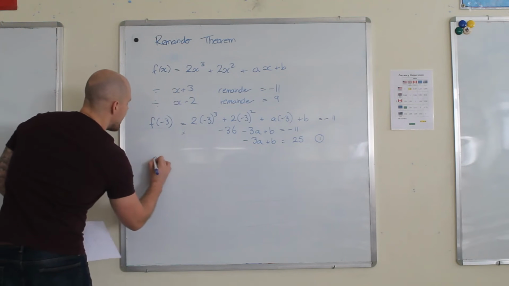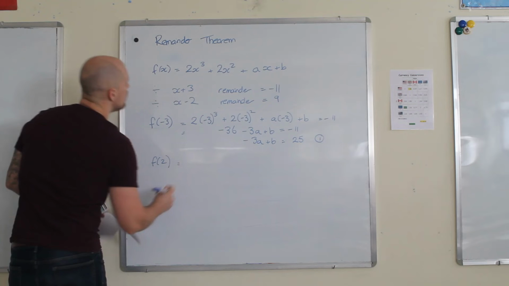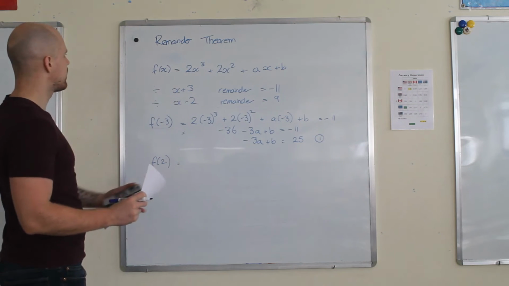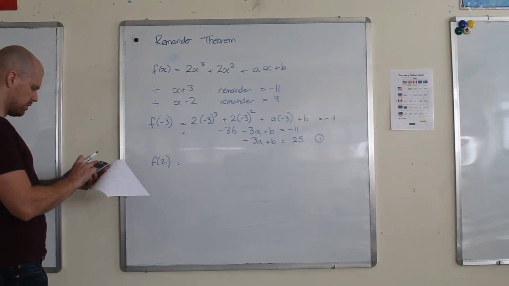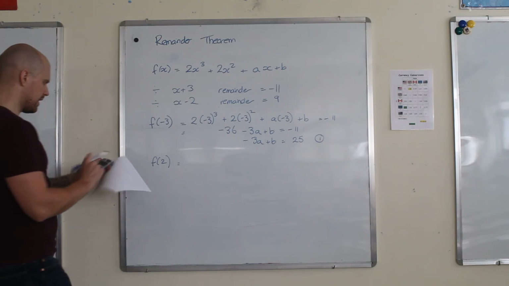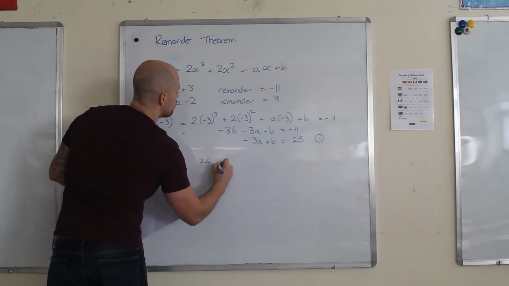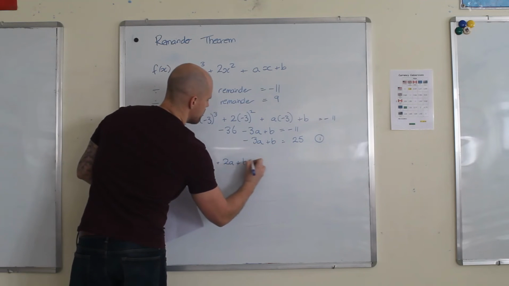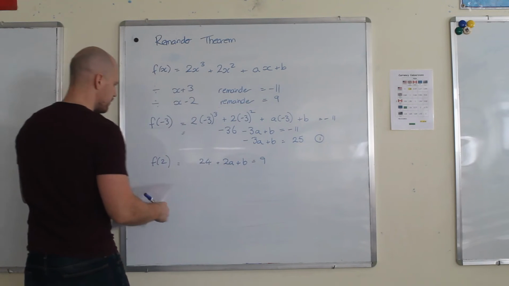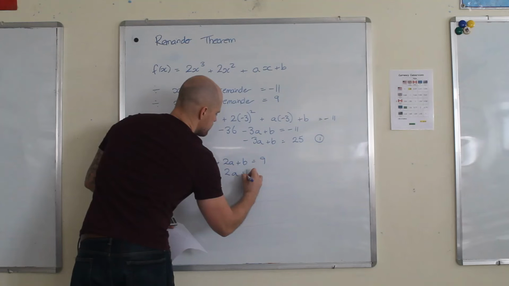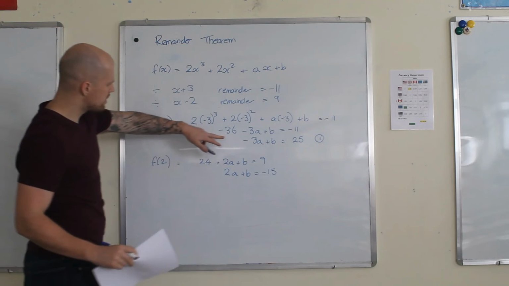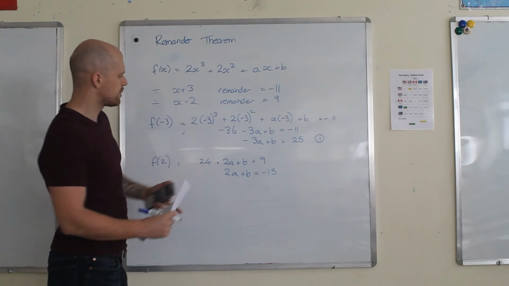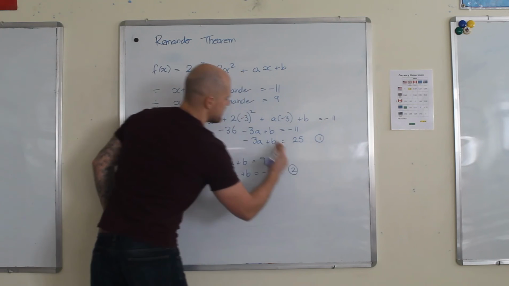Now calculate f of 2. Okay, I'll do exactly the same thing, I just won't write it down. So I get 24 plus 2a plus b equals 9, and therefore 2a plus b equals minus 15. What I'm going to do is take this one and subtract this one off it, because then the b's will cancel.